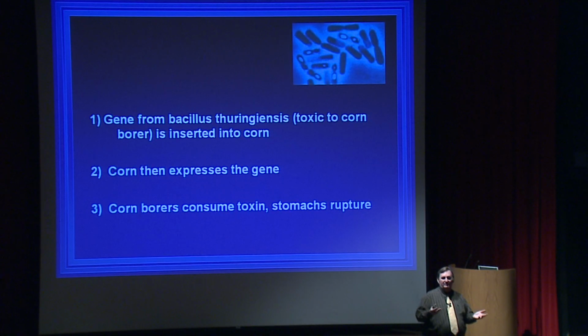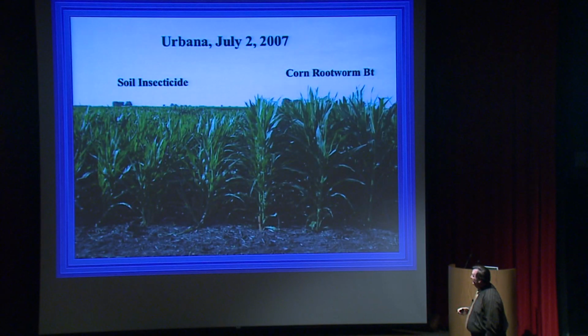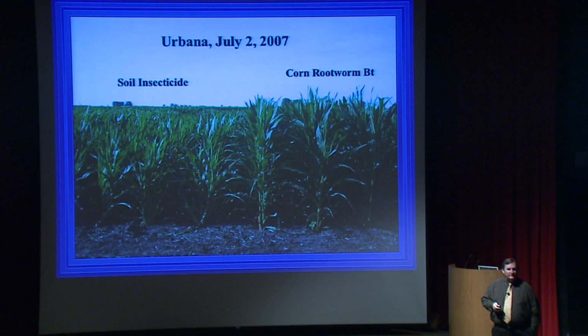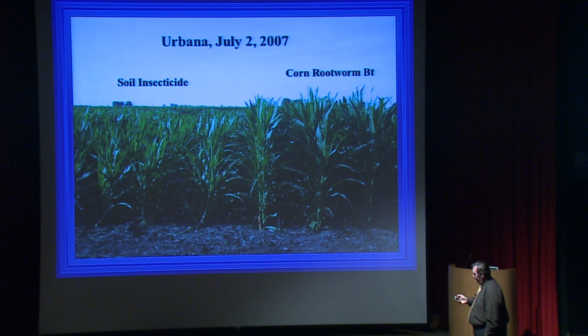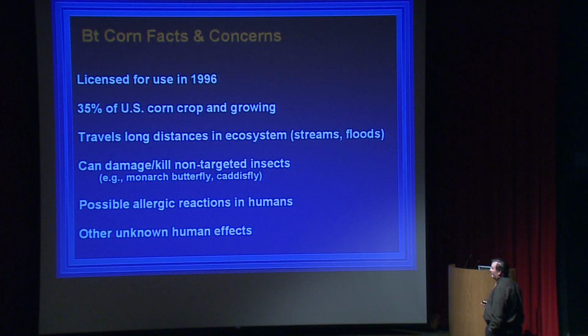And here's an example of one of those judgment calls that has to be made. Here's a slide from the University of Illinois that shows corn crops side by side, where on the left they've tried to deal with traditional insecticides to get rid of the corn borer, and on the right they've used Bt corn, and you can see a clear difference in how the corn is thriving, and of course different environmental concerns with these two things. So here are a few facts about Bt corn.